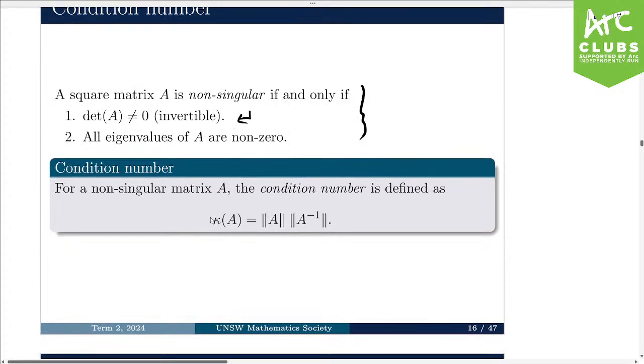And so for non-singular matrices, the condition number is defined like this. It's the matrix norm of A times the matrix norm of A inverse. Here it doesn't matter which norm gets used, as long as these two are the same norm. And here we need non-singular because we're taking the inverse of A.